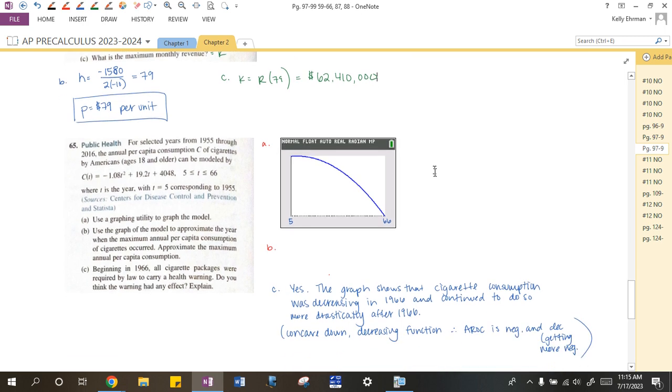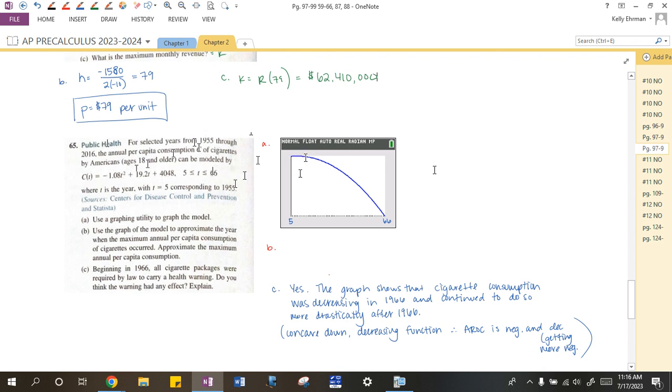Next one is about cigarettes. So for selected years from 1955 through 2016, the annual per capita consumption C of cigarettes by Americans 18 and older can be modeled by this function. They give us a domain. T equals 5 is 1955.